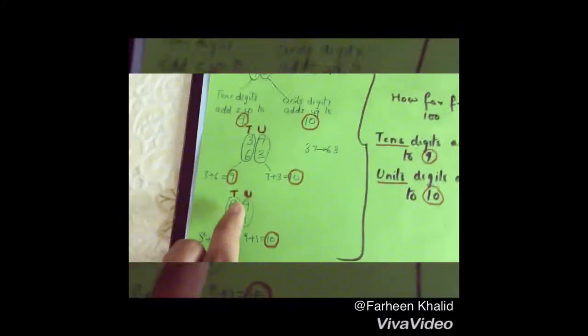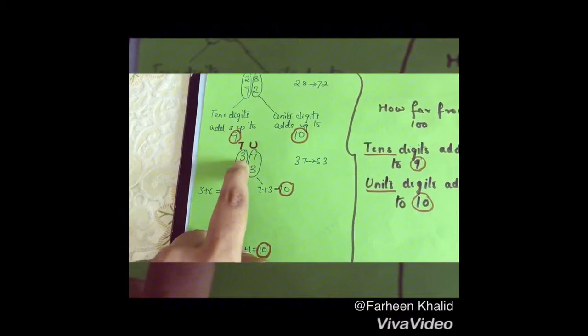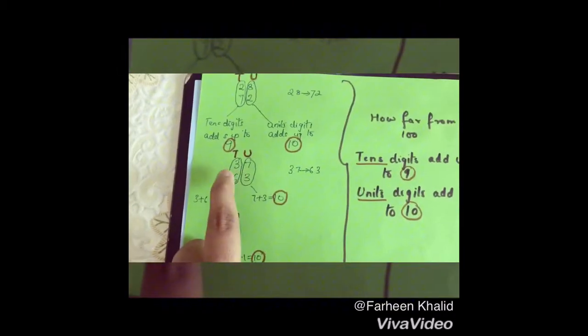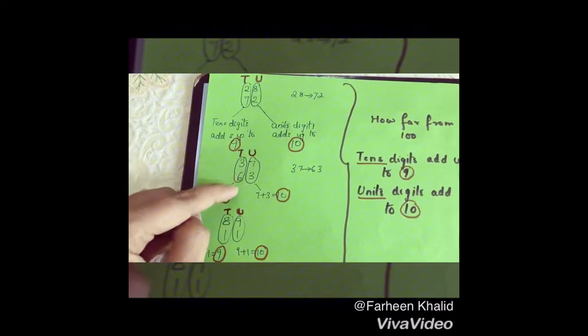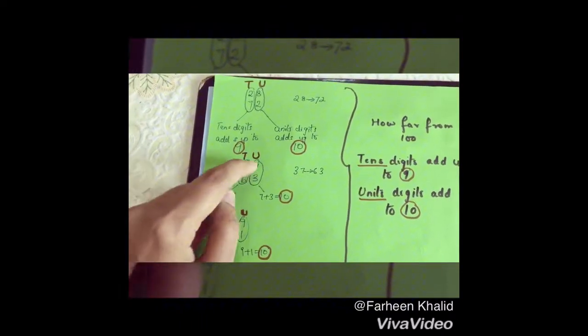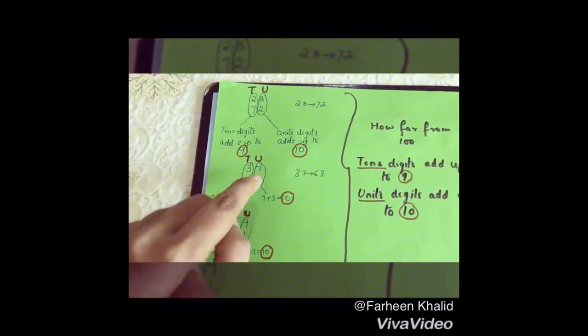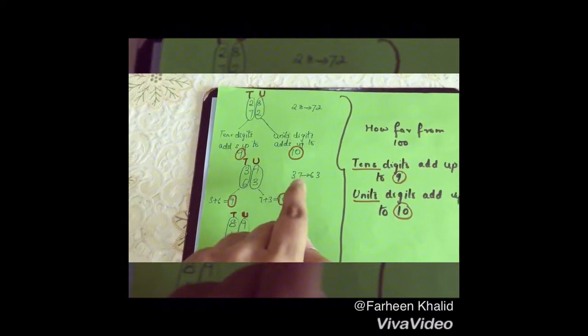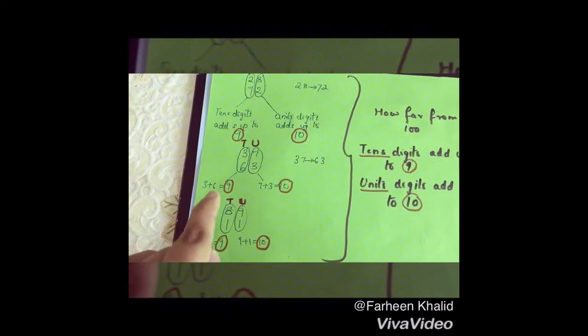Let's take another example here. We have 37. In the case of 37, 3 is in the tens place, so we need to add up to 9. So we put a 6 here, and for 7 we just put the complement, which is 3. So 63 is the remaining balance to reach 100. That seems easy, doesn't it?